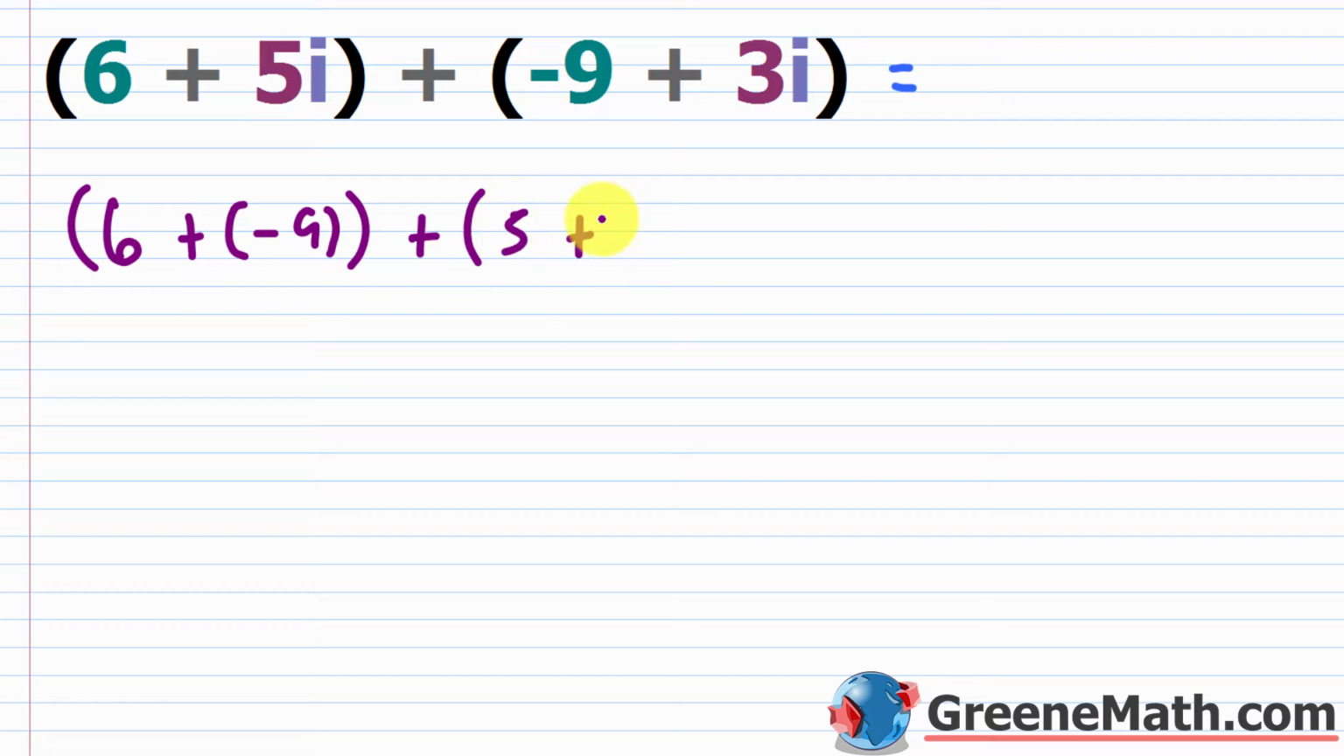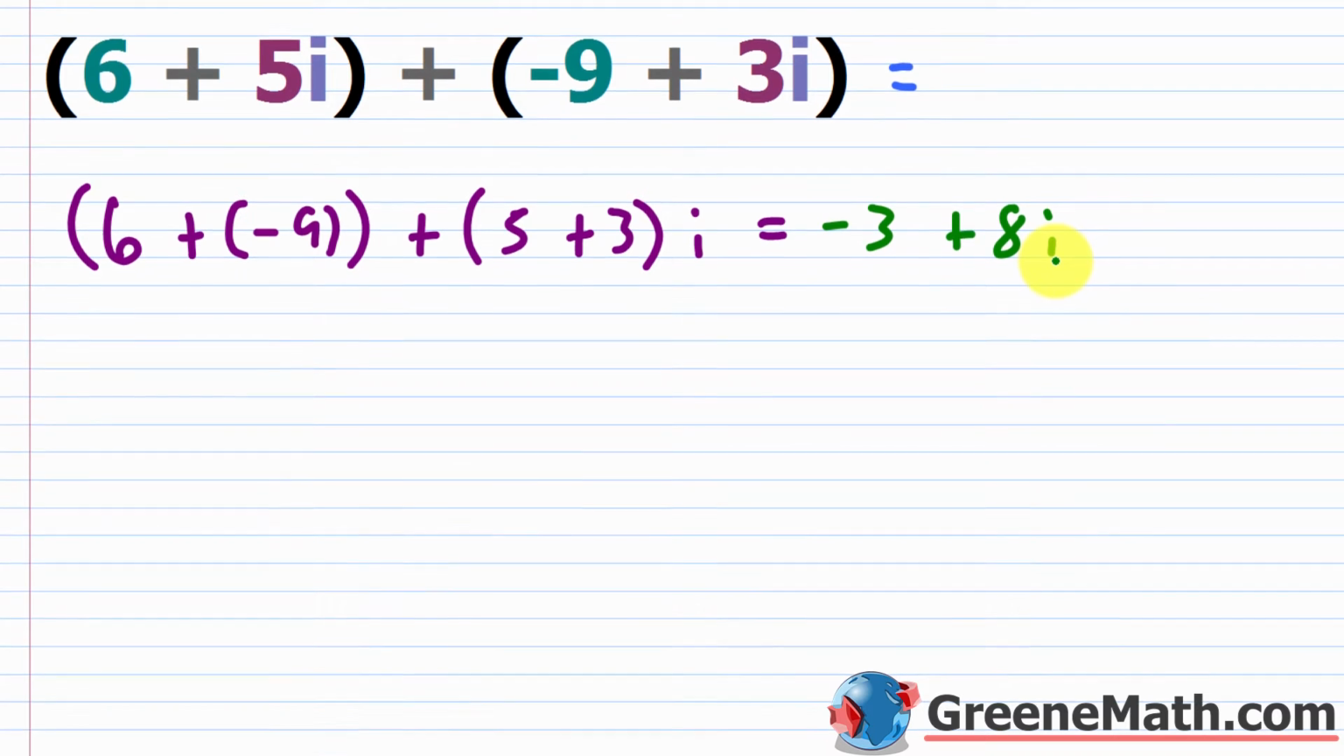So 5 plus 3, okay? And this is multiplied by the imaginary unit i. So what I want to do here is do 6 plus -9, that's -3. And then plus, you have 5 plus 3, which is 8, and then times the imaginary unit i. So -3 plus 8i is your resultant vector. Okay, so let's look at this graphically.